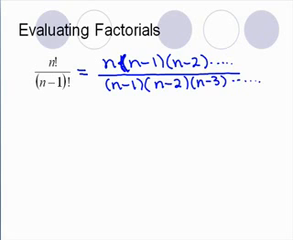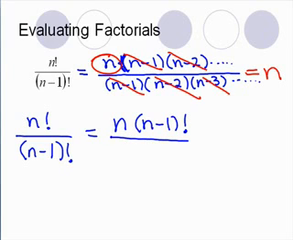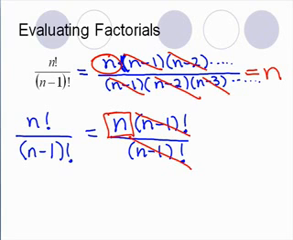We know now that these terms are going to cancel, and they're going to keep canceling out all the way down. So we're going to be left with just n. So another way that we could think about this problem is writing n times n minus 1 factorial over n minus 1 factorial, and now we can see that those cancel out, and we're left simply with n.